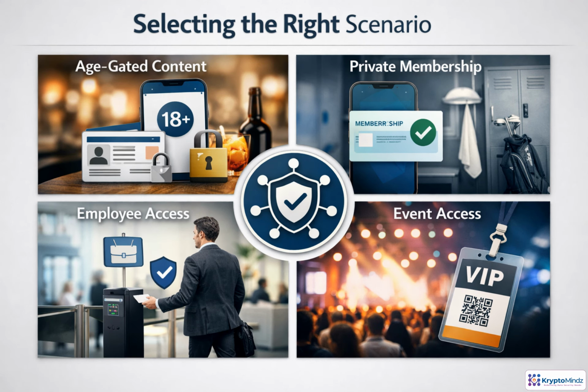Choose a scenario that is small enough to build completely, but still shows real privacy value. Age checks work well because the proof is straightforward: over a threshold, not a birth date. Membership, employee access, and event entry can also work, as long as the assumptions are clear: who issues the credential, what the verifier accepts, and how easily the demo communicates the value.